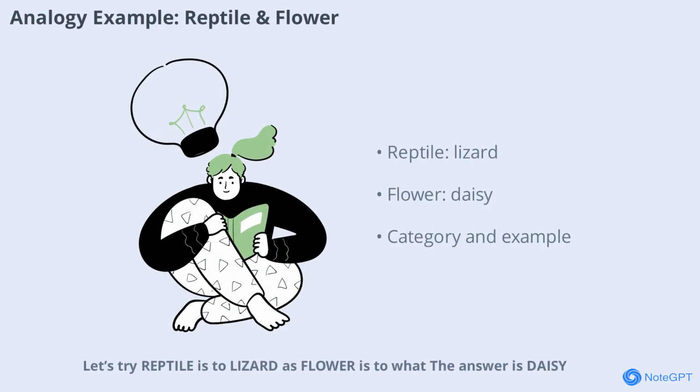Let's try. Reptile is to lizard as flower is to what? The answer is daisy. A lizard is a type of reptile, and a daisy is a type of flower. This analogy is about categories and examples. When you encounter such questions, think about the broader group and a specific member within it. This approach will help you answer quickly and accurately.